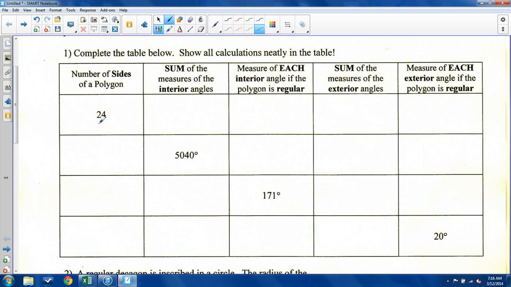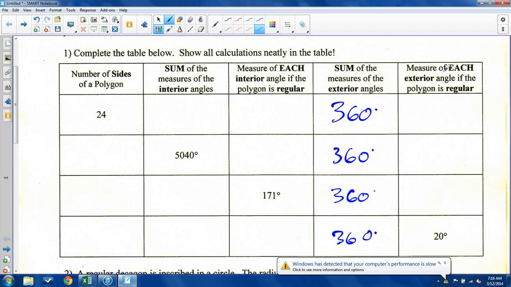So before I even start this, we know that the sum of the measures of the exterior angles is always 360 degrees. So I'm just going to spill that out for all these. This will help you as you go along. And I'm actually going to show you with the first example how you can figure all these things out in two different ways. First, I'll go with what I consider to be the easier way.